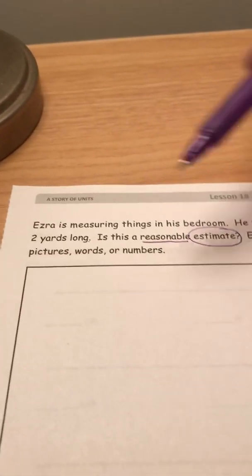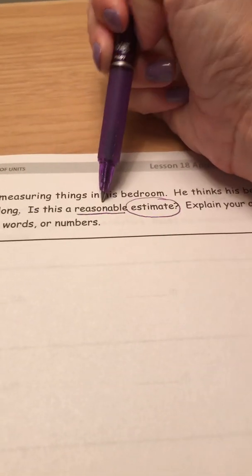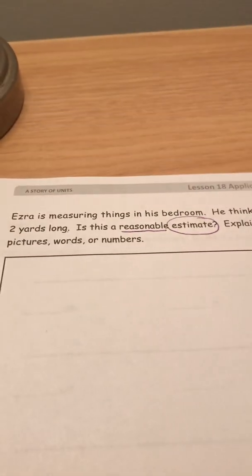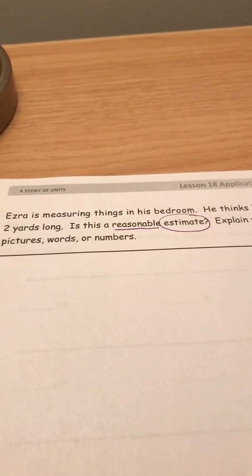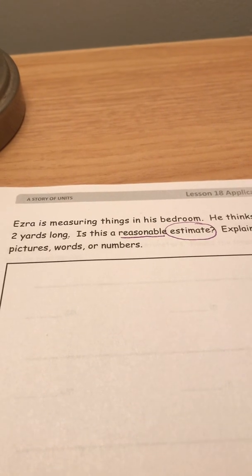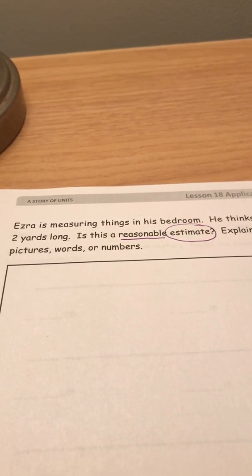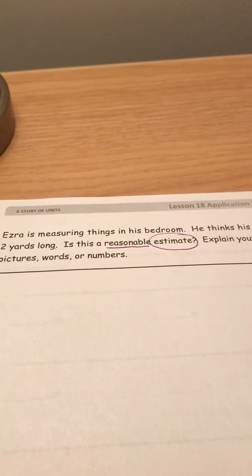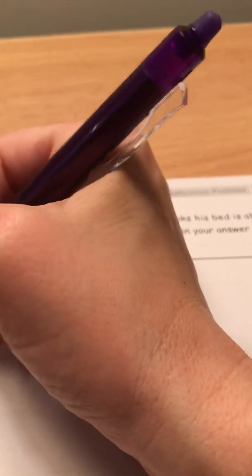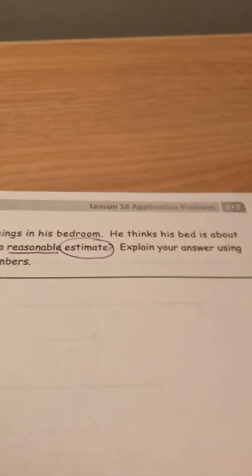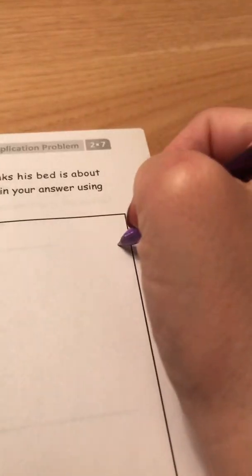So if you want to know if this is a reasonable estimate, you kind of need to know what 2 yards looks like. Now you might remember seeing those yardsticks, what looks like a very, very long ruler in our classroom. Or if you play football, you might think about a football field, right? I'm going to do a terrible job of drawing it, okay?